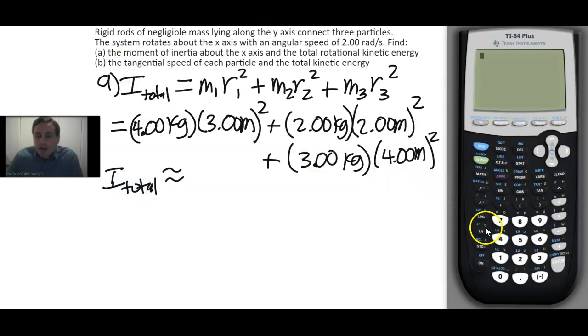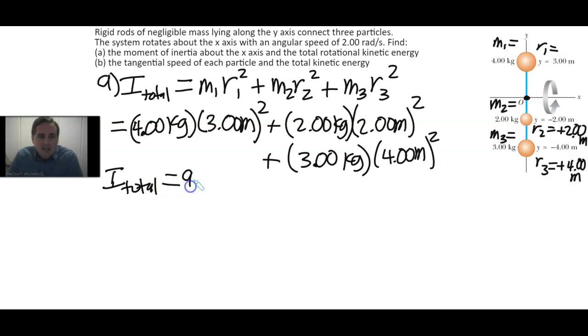So let's go ahead and get this total rotational inertia. Looking at the calculator, let's calculate this: 4 times 3 squared plus 2 times 2 squared plus 3 times 4 squared. So that's 92 kilogram meters squared. This is exactly 92.0, three significant figures, kilograms times meters squared. All right, fine. This is the total rotational inertia.